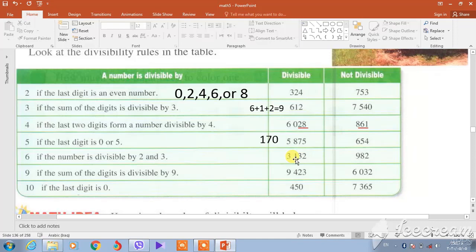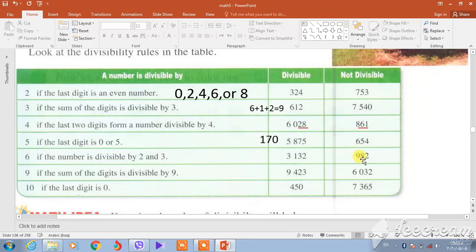3 plus 1 plus 3 plus 2 equal to 9. Is 9 divisible by 3? Yes. So this number is also divisible by 3. And it is divisible by 2, which means it is also divisible by 6, because the rule says if a number is divisible by 2 and 3, it is also divisible by 6.